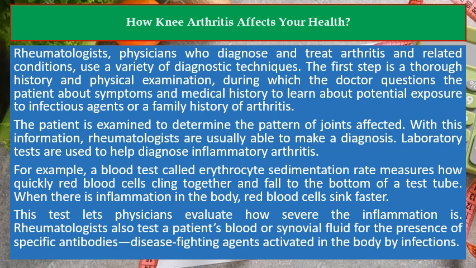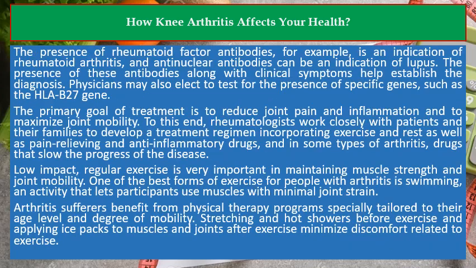Rheumatologists also test a patient's blood or synovial fluid for the presence of specific antibodies, disease-fighting agents activated in the body by infections. The presence of rheumatoid factor antibodies, for example, is an indication of rheumatoid arthritis, and anti-nuclear antibodies can be an indication of lupus. The presence of these antibodies along with clinical symptoms help establish the diagnosis. Physicians may also elect to test for the presence of specific genes, such as the HLA-B27 gene.